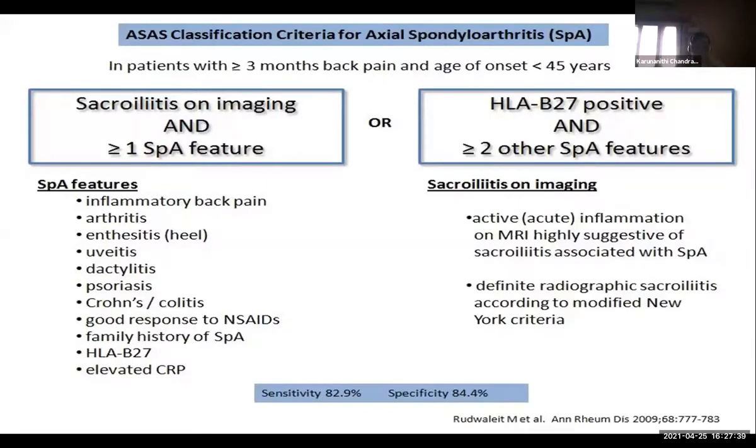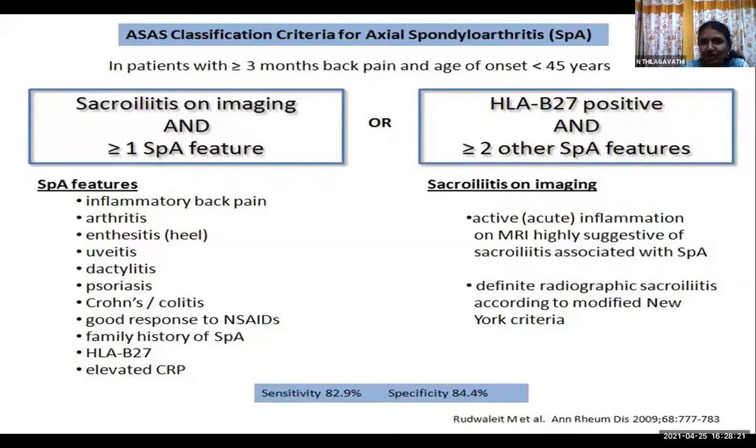But later in 2009, we got the Assessment of SpondyloArthritis international Society (ASAS) classification criteria. So what was the need for this criteria? Initially, when the modified New York criteria alone was present, we had only non-steroidal anti-inflammatory drugs and physiotherapy for patients with ankylosing spondylitis. But with the advent of biologics, namely the TNF alpha blockers and anti-IL-17, when we are able to catch the patient at an early stage, we are able to halt the progression of disease. For that, we need better imaging to catch the patient at the early stage. For that, MRI was the gold standard.